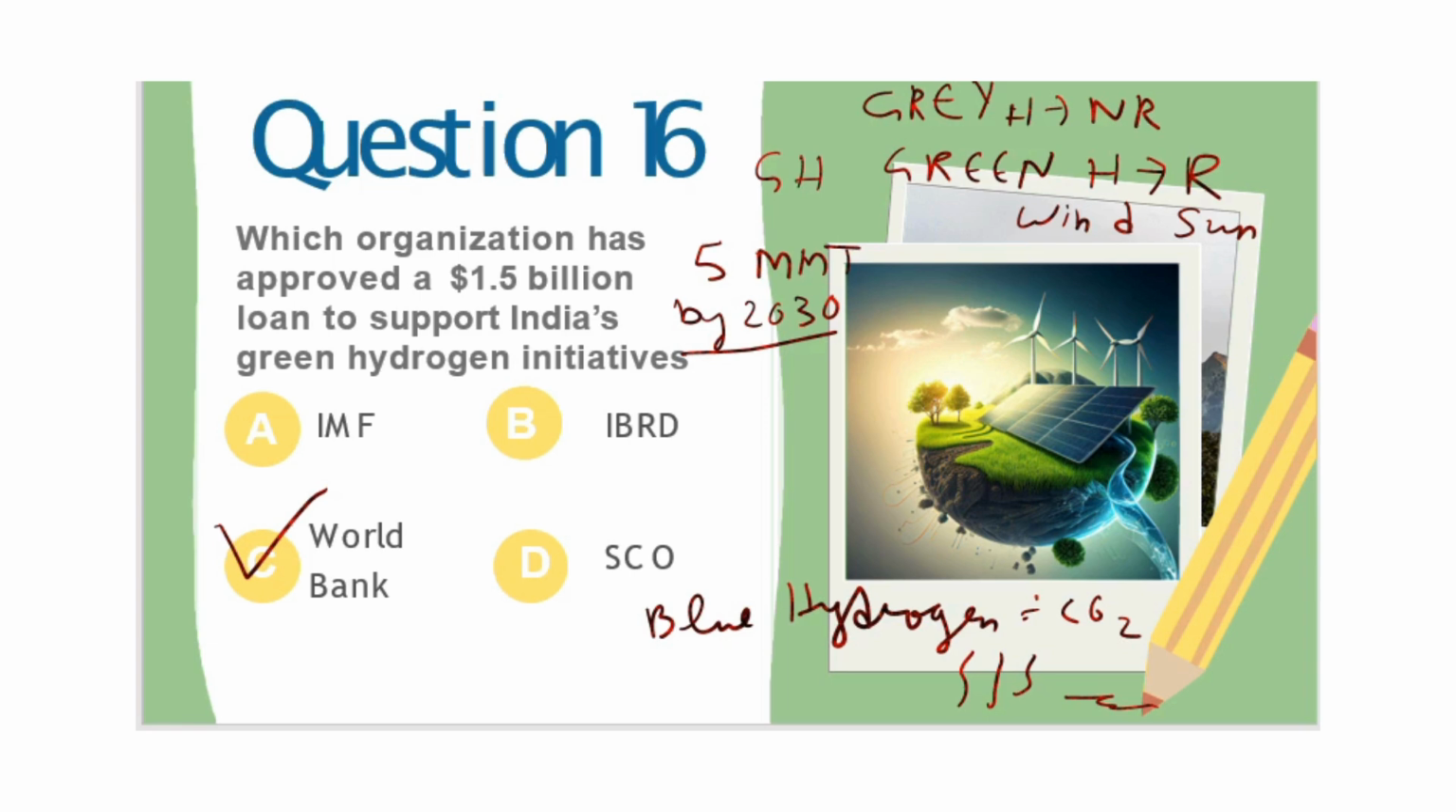So here we have learned about the organization World Bank, which has provided a loan to India to support India's green hydrogen initiative. And there are various types of hydrogen. One is known as gray, it is from non-renewable resources. Green, it is from renewable resources. And blue hydrogen, in which the carbon dioxide is captured underground instead of being released in the air or atmosphere. Let's move on to question number 17 now.